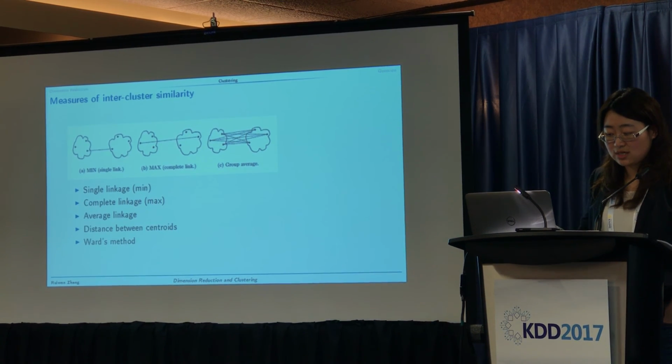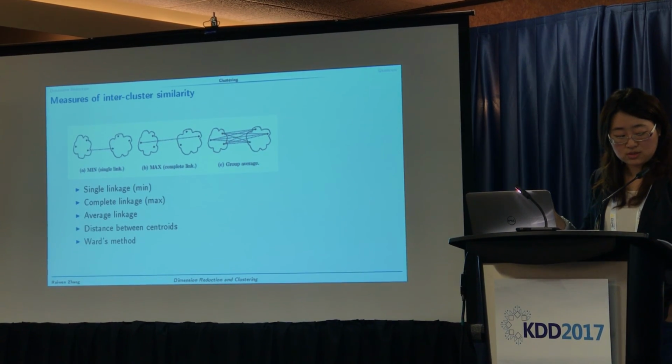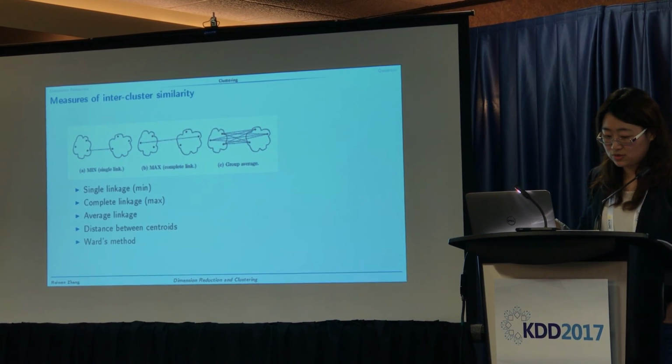The distance between centroids, by its name, is easy to understand. It's just the distance between the centroids of two clusters. Ward's method measures the proximity of two clusters in terms of the increase in the objective function as the result of merging two clusters.